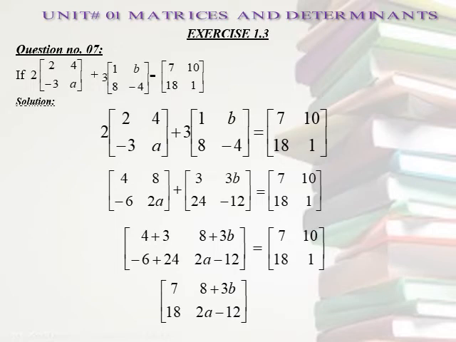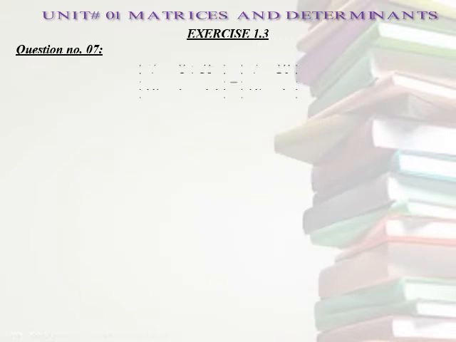Now after addition, I have got this matrix. In this matrix, the first entry is 7, the second entry is 8 plus 3b, the third entry is 18, and the fourth entry is 2a minus 12. Then equal sign, and then above matrix as it is. Now I am copying this equation here.